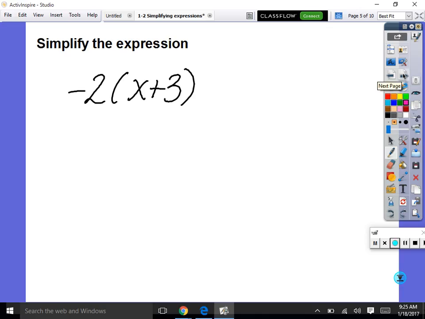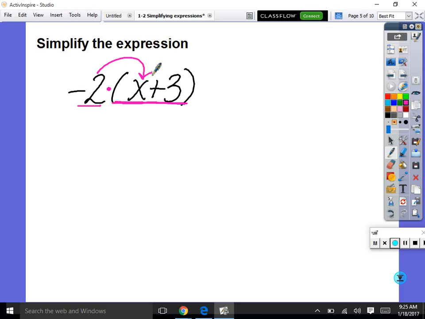So I told you that simplify can mean add, subtract, multiply, or divide. So simplifying the expression, in this one aren't we doing multiplication? And it's negative 2 times all that stuff in parentheses. Do not forget to distribute, guys. You've got to really think.